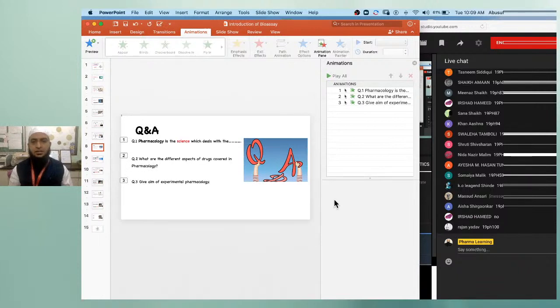I can see your chat box. So my first question is the fill in the blank. Pharmacology is the science which deals with dot dot dot. So you have to write your answer in the chat box. I am waiting for your answer. Come on, let's see who gives the first answer. The one who gives the first answer deserves appreciation.